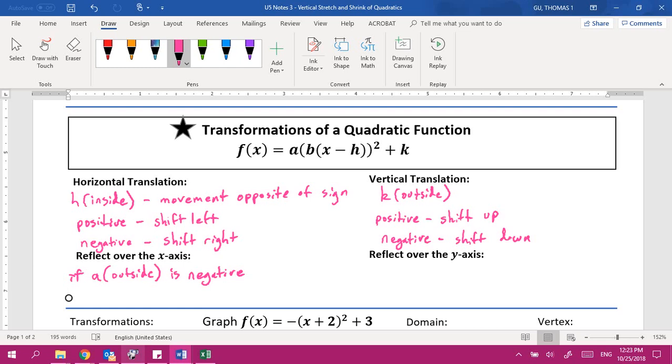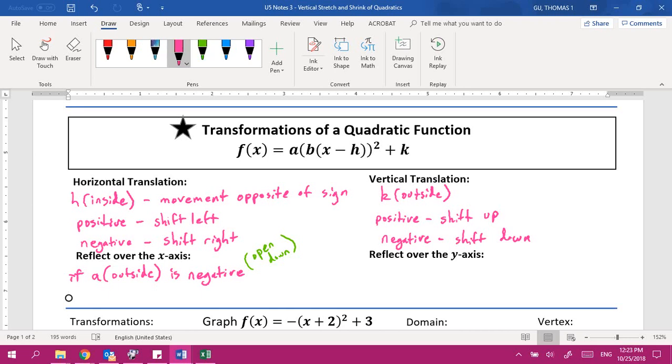But also think about this. If you reflect over the x-axis, which way does your graph open? Down. Right, so open down. So you can just look at the equation, and if a is negative, then you automatically know it opens down. You don't even have to graph it.